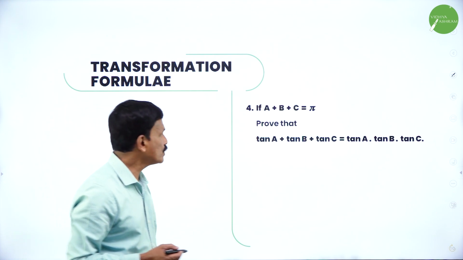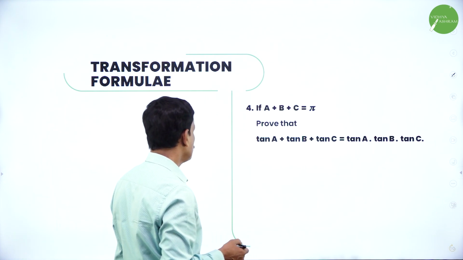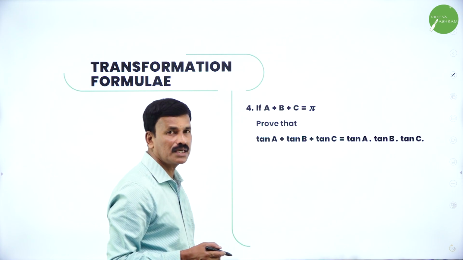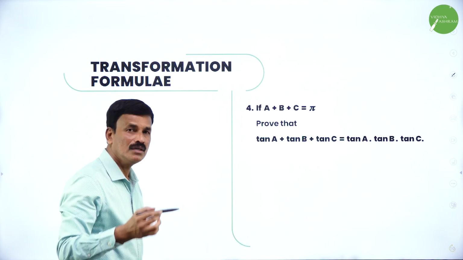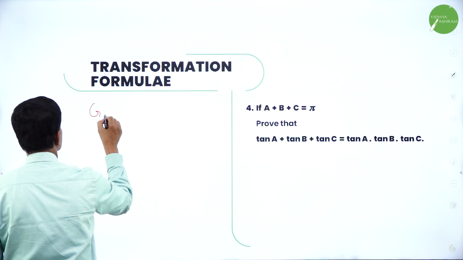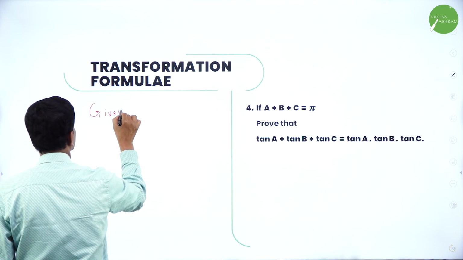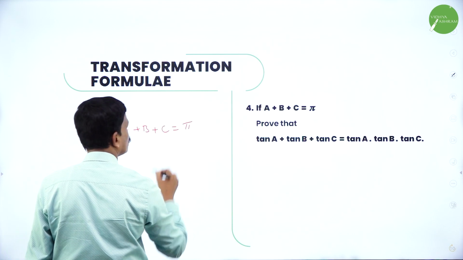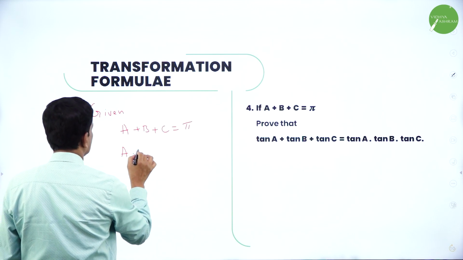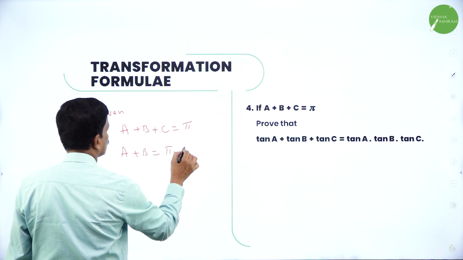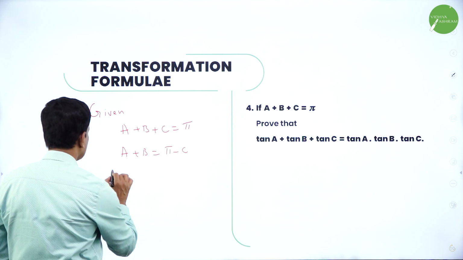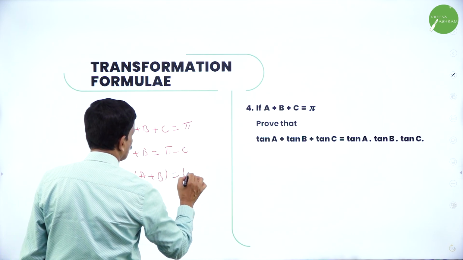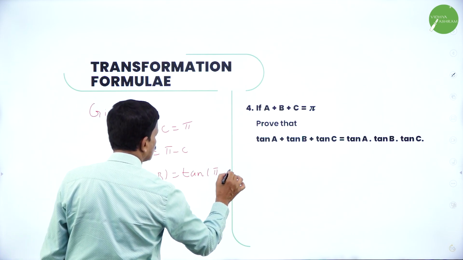This is also a very important problem. If a plus b plus c is equal to pi, prove that tan a plus tan b plus tan c is equal to tan a, tan b and tan c. Now what is given? Given a plus b plus c is equal to pi. Now a plus b can also be written as pi minus c. Take tan on both sides. Tan of a plus b is equal to tan of pi minus c.